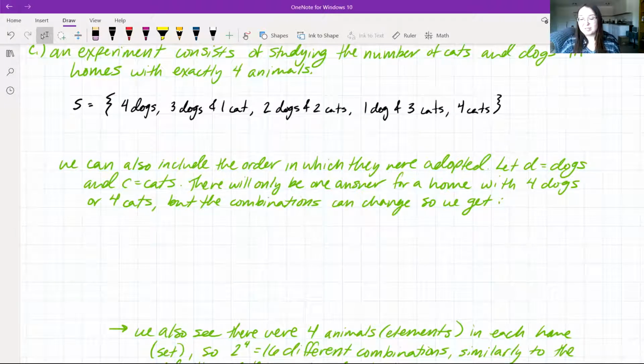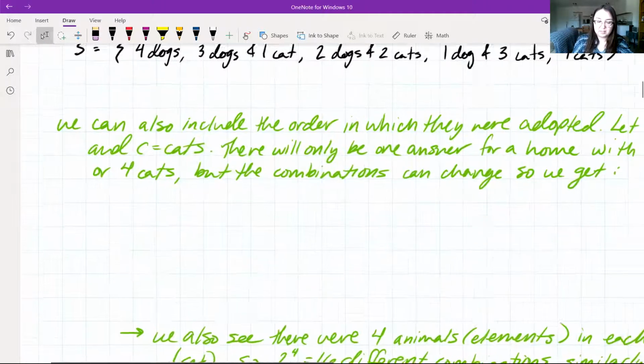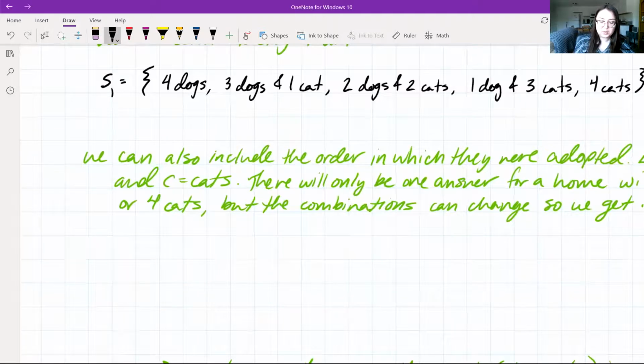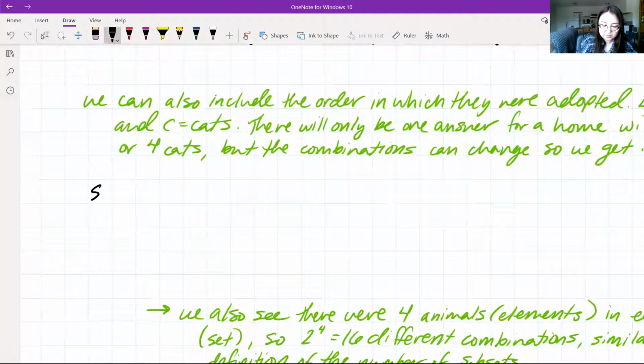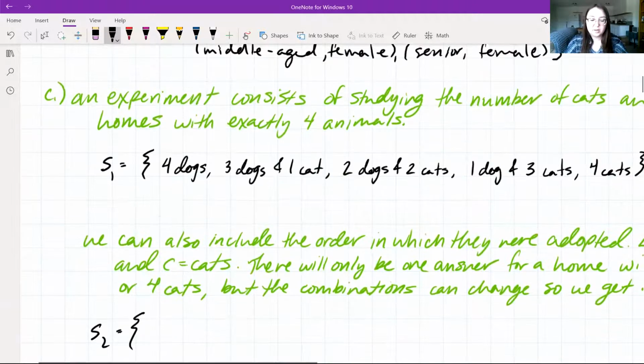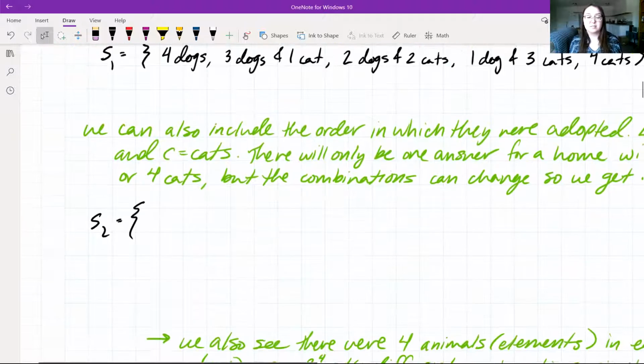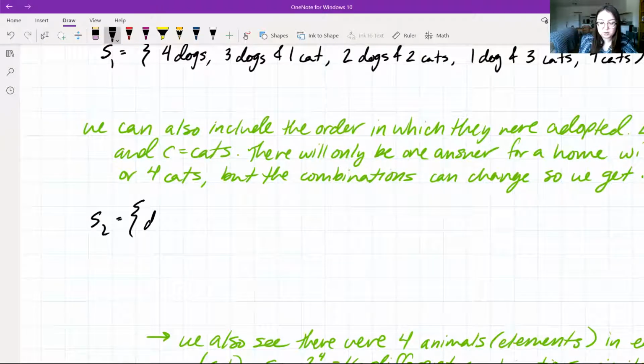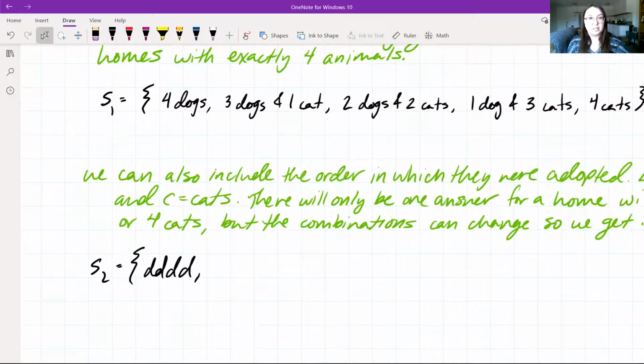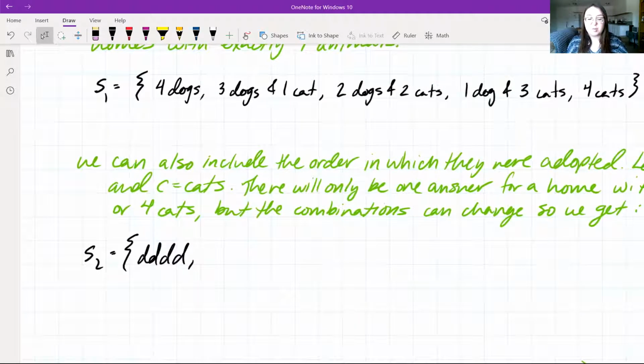So we're going to leave D equal to dogs and C equal to cats so that when we write this out, we're not taking a whole lot of room. So let's say that this was our sample size 1. So now we're writing our sample size 2. So let's start again with 4 dogs. We're going to follow the same order, and we're just going to think of all the different combinations. So if we think of 4 dogs, order doesn't matter. It's going to be D, D, D, D. So we have 4 Ds. Now we move on to 3 dogs and 1 cat.